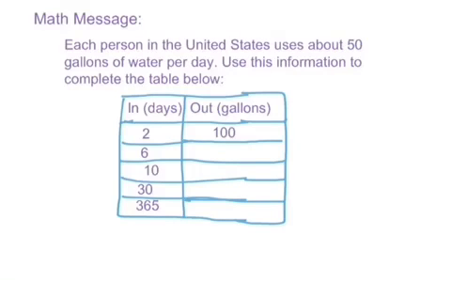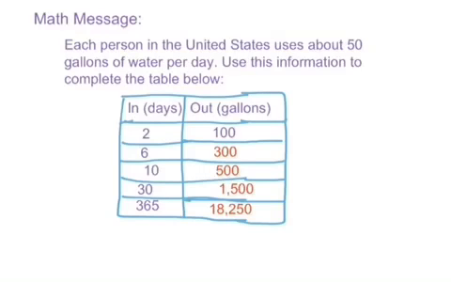Okay, so the math message today says this. Each person in the United States uses about 50 gallons of water per day. Use this information to complete the table below. So here's one of those in and out tables that should look somewhat familiar because of our open response problem, but give that a look and see if you can figure out how you would complete it. Write that table in your notebook, complete it, and when you have that done, unpause the video and come back and take a look.